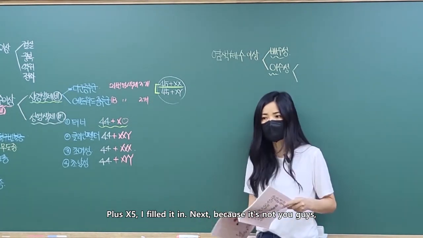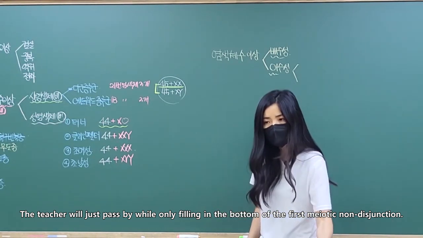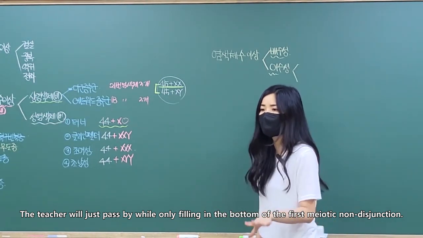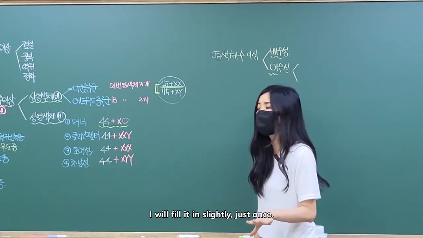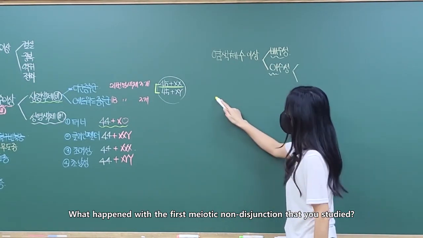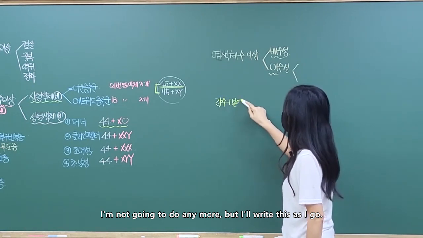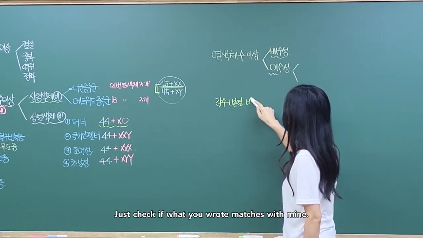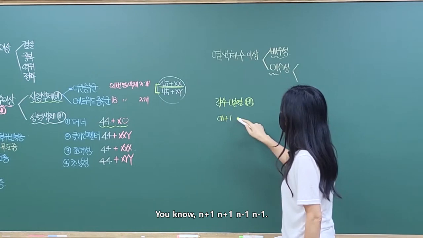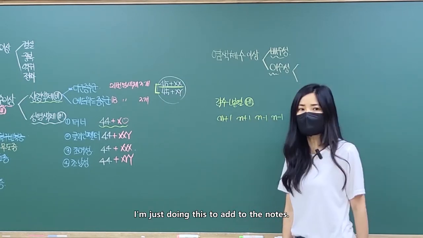Next, because it's not you guys, the teacher will just pass by while only filling in the bottom of the first meiotic non-disjunction. I will fill it in slightly, just once. What happened with the first meiotic non-disjunction that you studied? Guys, you know, right? I'm not going to do any more, but I'll write this as I go. Just check if what you wrote matches with mine. You know, n+1, n+1, n-1, n-1. I'm just doing this to add to the notes.